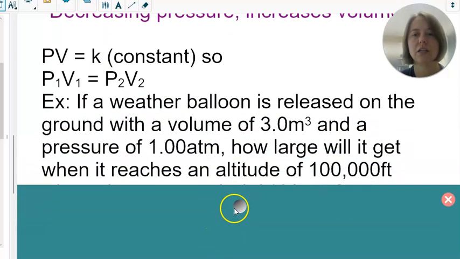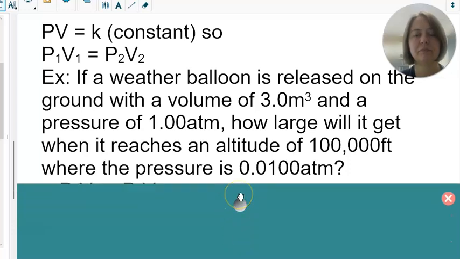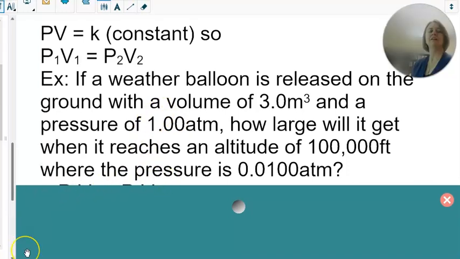All right, so let's do an example. So please write this down. If a weather balloon is released on the ground with a volume of 3.0 cubic meters and a pressure of 1 atmosphere, how large will the weather balloon get when it reaches an altitude of 100,000 feet where the pressure is 0.0100 atm? Okay, well, we're always going to start by figuring out what we know and writing the equation. So let's do that. All right, so let's tackle this problem.